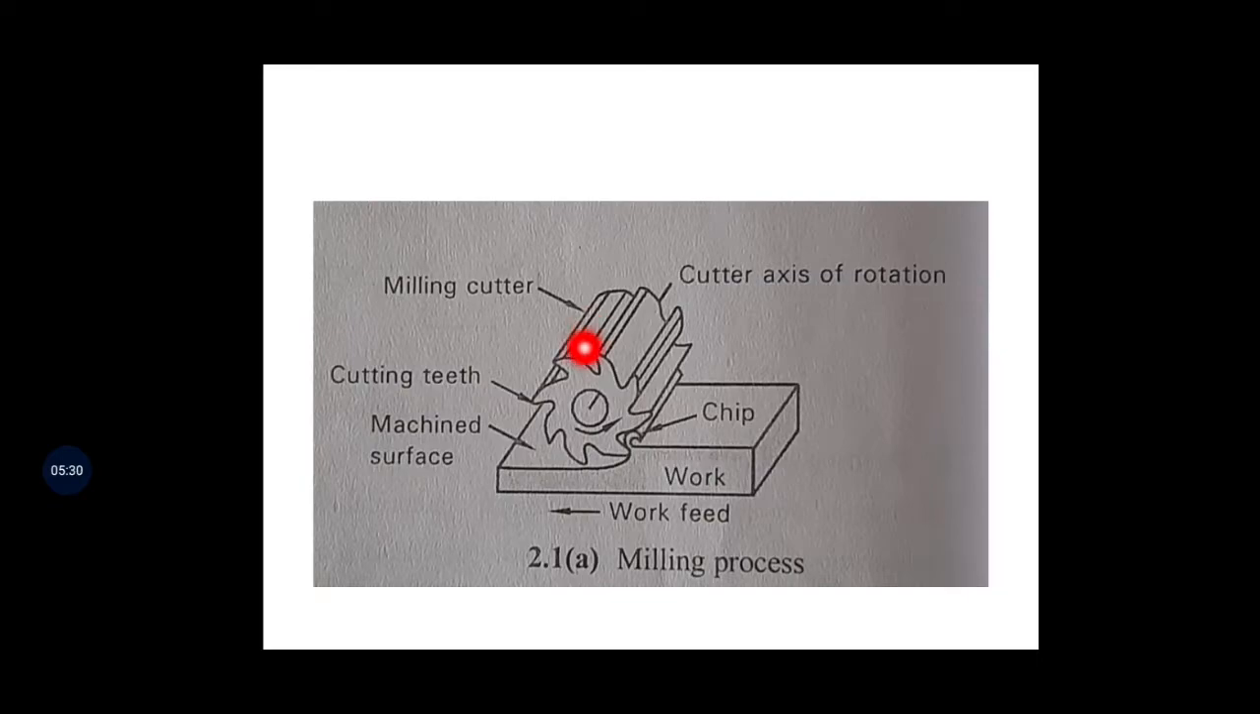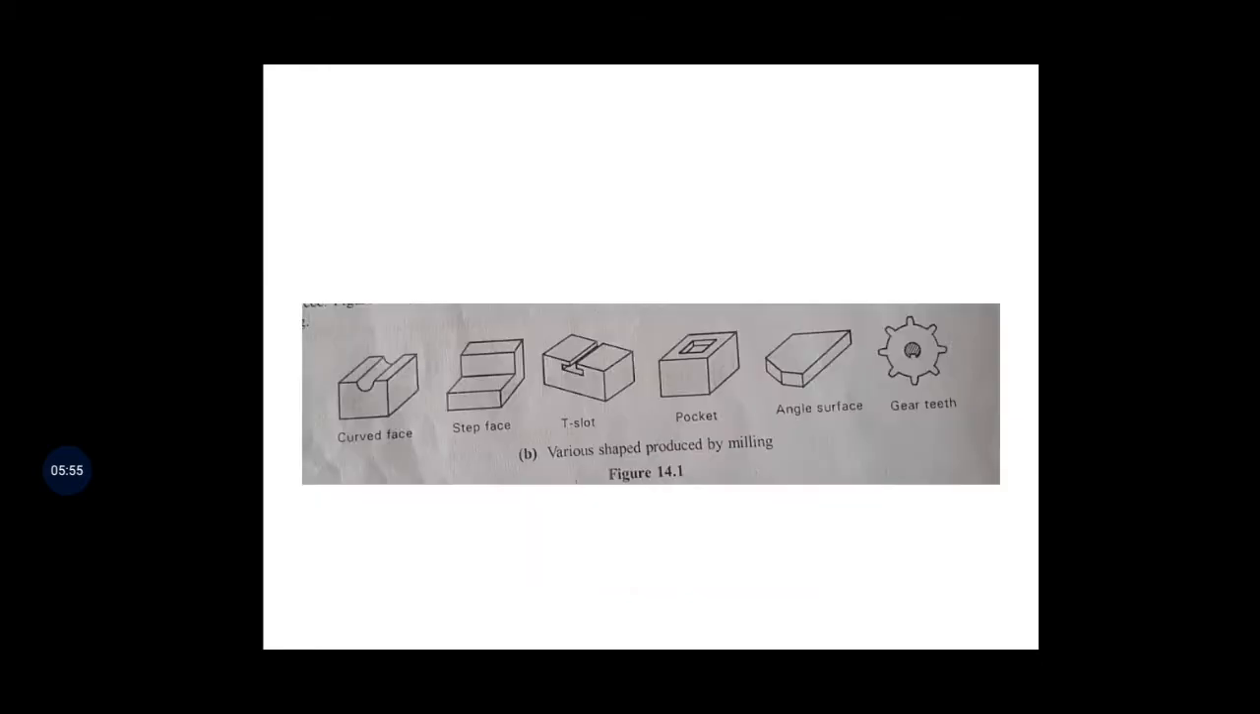So this has to be fixed in the spindle, and this has to be fixed in the work table firmly. Both have to be fixed firmly. Firmly means what? It should not come out during operation. Machining operation means what? Metal removal. During the metal removal process, the milling cutter should not come out and hit you or hit other people. The workpiece also you have to fix firmly.